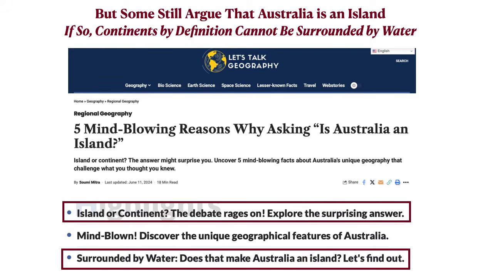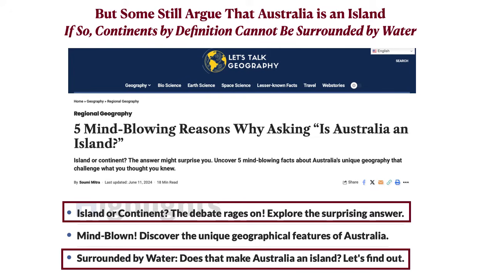"5 mind-blowing reasons why" asking, is Australia an island? Well, that doesn't make any sense, does it? But I circled in red here 2 points this article makes. "Island or continent? The debate rages on. Explore the surprising answer." Well, there's hardly any debate that I'm aware of. I mean, there are a few people who would claim Australia is an island, but it's not exactly a debate, certainly not a scholarly debate.